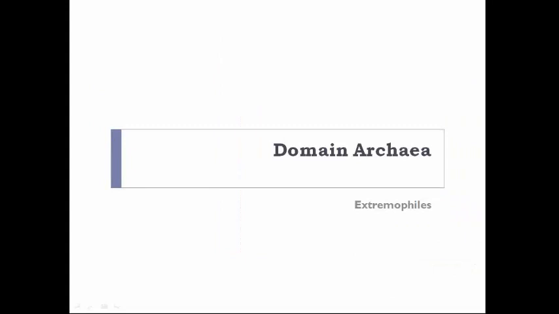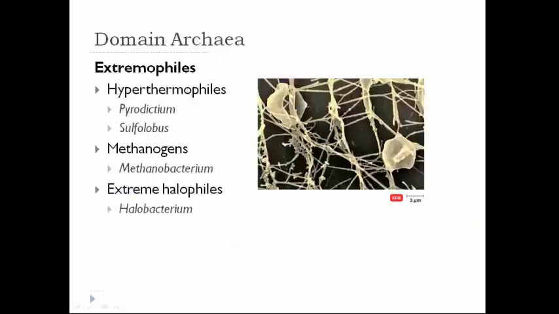Now, the domain Archaea. This group is very simple, short, and to the point because they are extremophiles. We have the hyperthermophiles, the methanogens, and the extreme halophiles. They like it hot. They don't like oxygen. That's the methanogens. They produce methane gas. They produce swamp gas. Or they can handle high salt conditions, the halophiles.